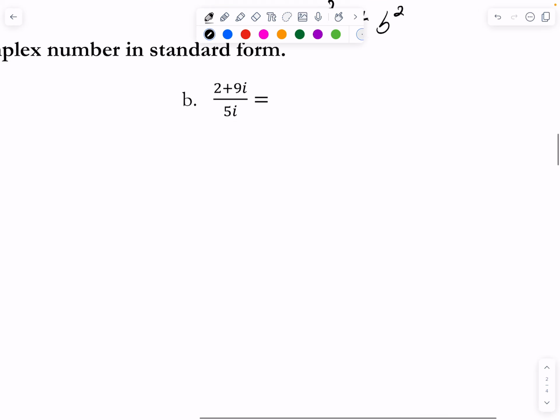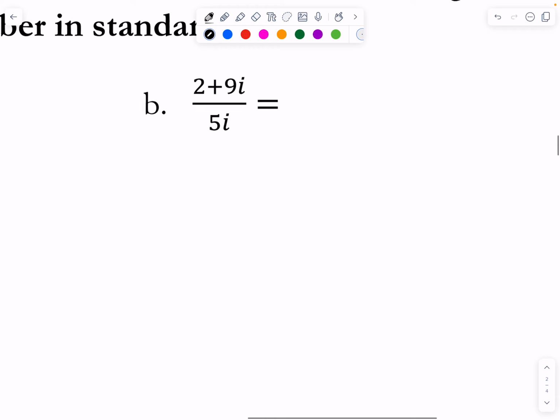All right, let's do B. Now this is a little tricky. If you wanted to help you with B, you could write 0 plus 5i.